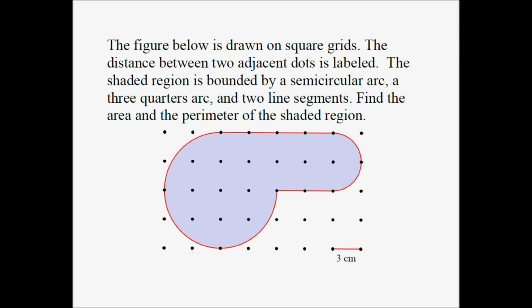The figure below is drawn on square grids. The distance between two adjacent dots is labeled. The shaded region is bounded by a semicircular arc, a 3/4 arc, and two line segments. Find the area and the perimeter of the shaded region.